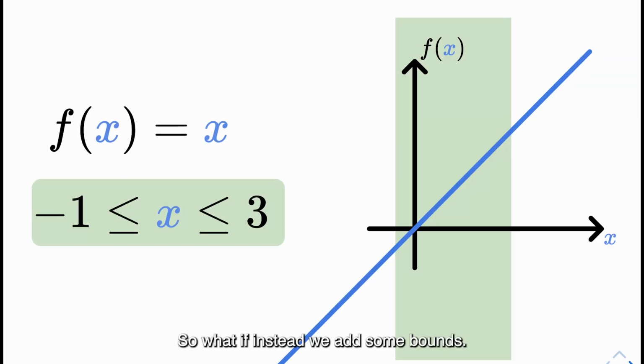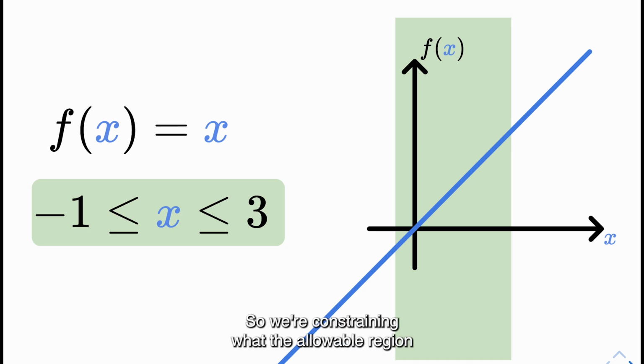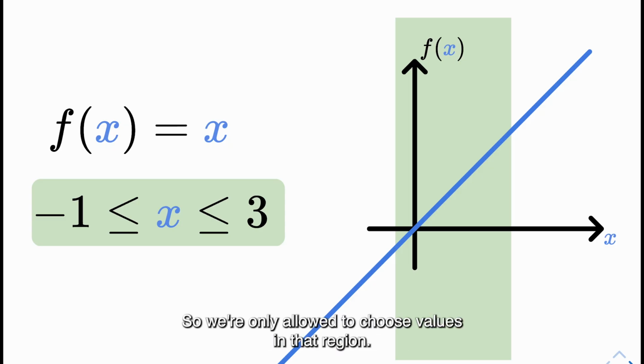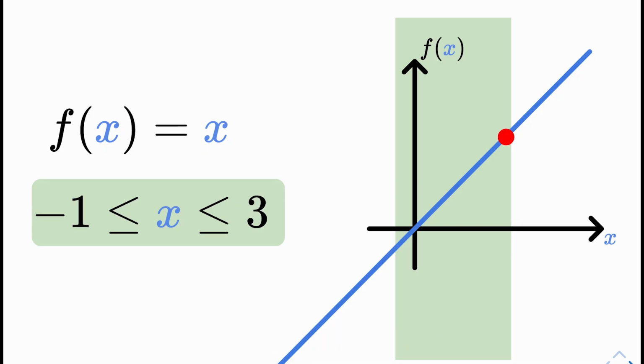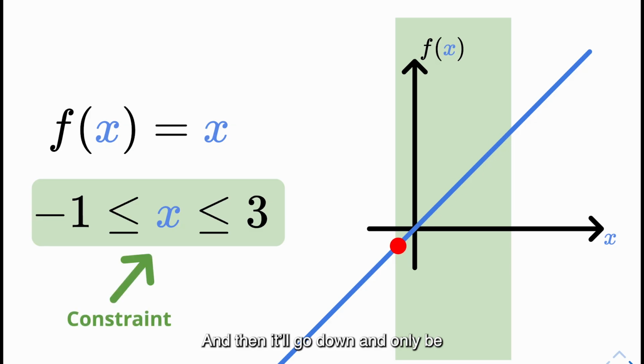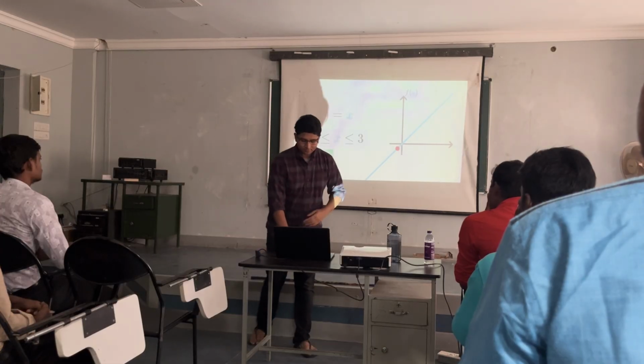So, what if instead we add some bounds? Imagine there's actually a line here. That's called a constraint. So we're constraining what the allowable region of x's is. I'll just show you. You see how there's a green area here? That green area is a constrained region. So we're only allowed to choose values in that region. So when we minimize this function, we start at the top of that green region, and then it'll go down and only be limited by the constraint. Does that make sense? Okay.